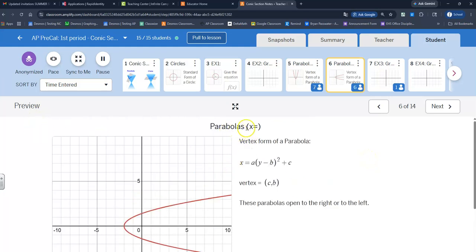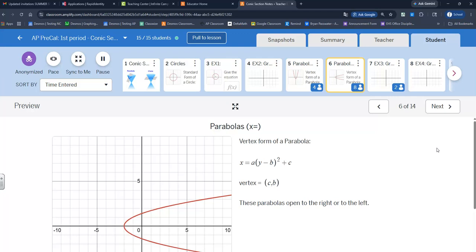Okay, so this is one that I don't believe you have seen. And that is a parabola whenever we have x equals. It's going to be a sideways parabola. And so the formula for this is going to be x equals a times (y minus b) squared plus c. Looks like the one you just wrote down, except you switch your x and y's.